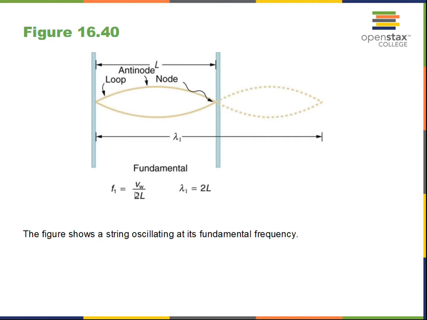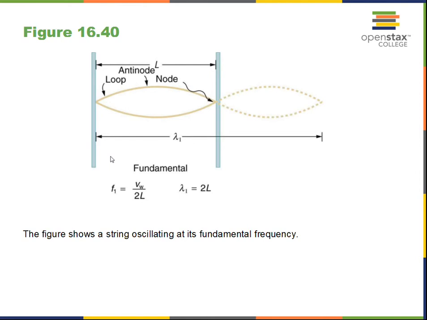Half of a wavelength is node to node. So the wavelength would be 2 times L, and frequency times wavelength is our velocity for the wave. So the wave velocity divided by 2L gives us the frequency. This would be called the fundamental frequency. It's the lowest frequency.